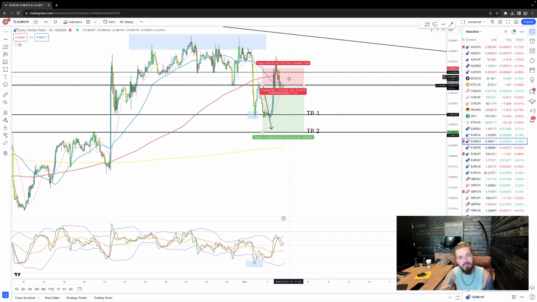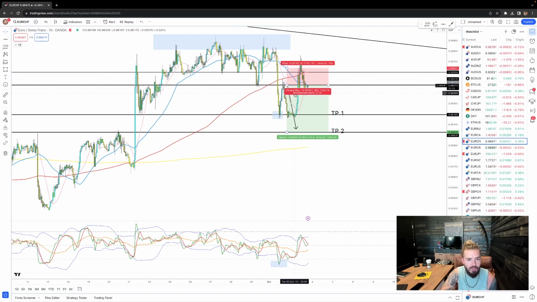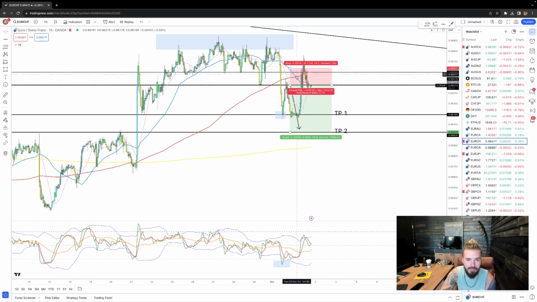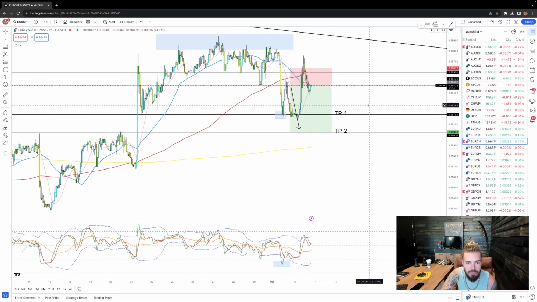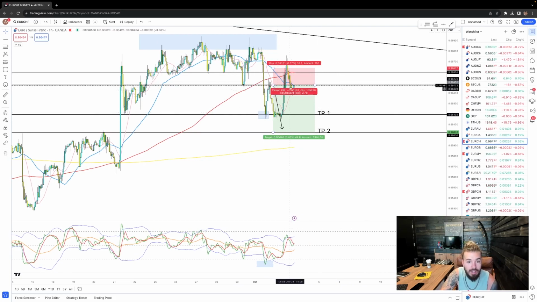We had a 16 pip stop loss, went straight into profit, grabbed the 25 pips, and then we moved our stop loss to break even right here after take profit 1 was hit, and obviously that got stopped out at break even. So very good trade though, very good.